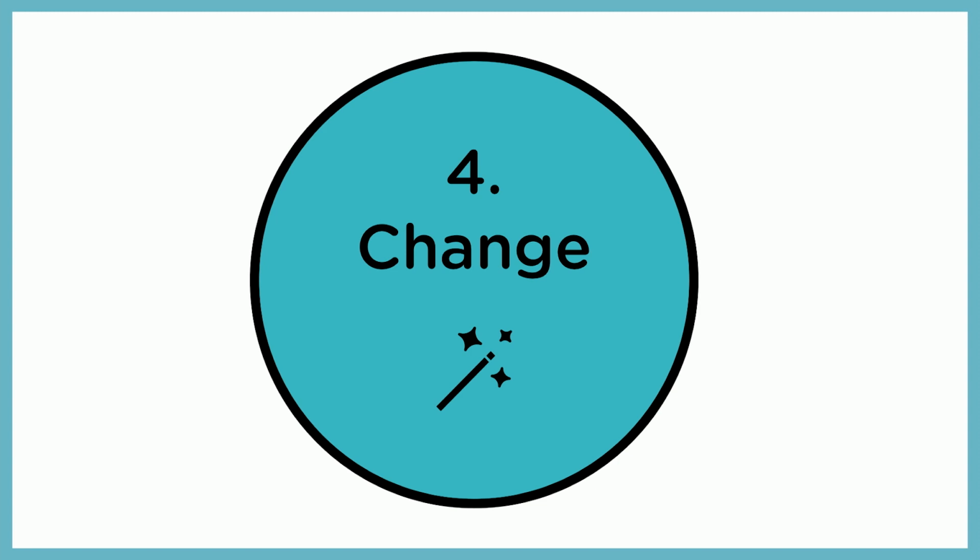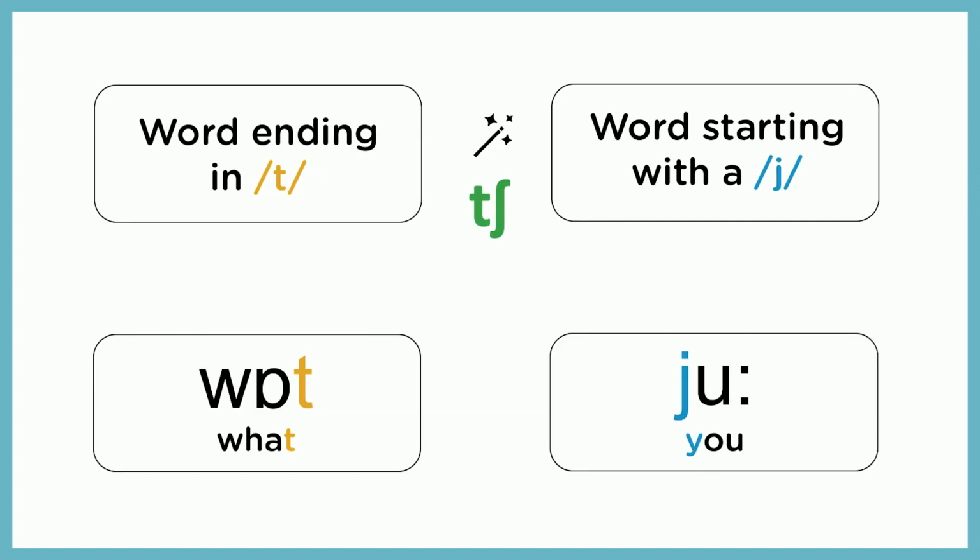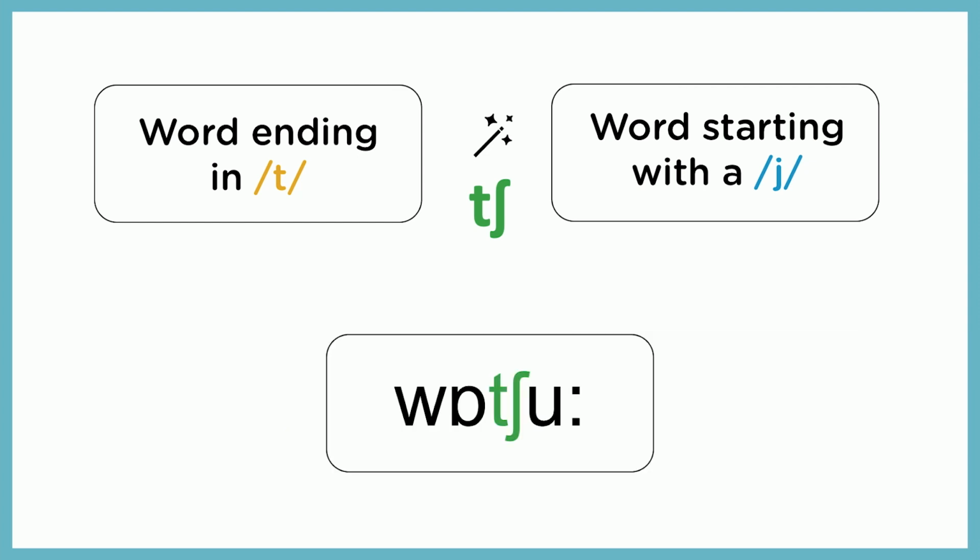Ready to look at some magic? All right, I like magic. Let's do it. Well, I'm not going to pull a rabbit out of a hat, but I am going to change some sounds for you. Cool. So here is our first rule. When the first word ends in the T sound and the next word starts with a Y sound, for example, what and you, we change it to what you. What you gonna do?